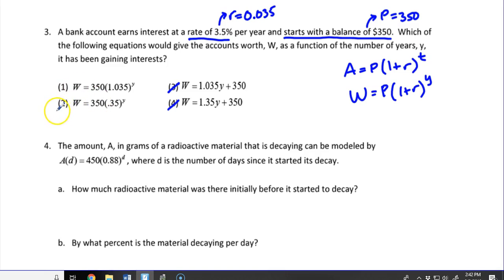Hopefully you looked pretty critically at choice 2 and said, that can't be, that's exponential decay because the base is less than 1. So it looks a lot like choice 1, which would make sense because we knew we'd have a 1.035 as our multiplier. And the P would be 350, and we'd be raising that to the Y power. So it looks like choice 1.